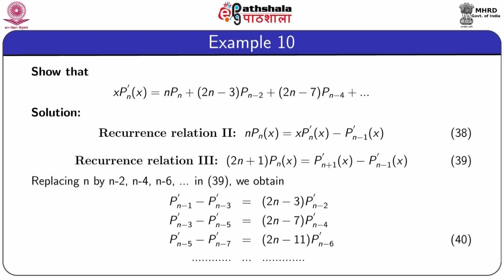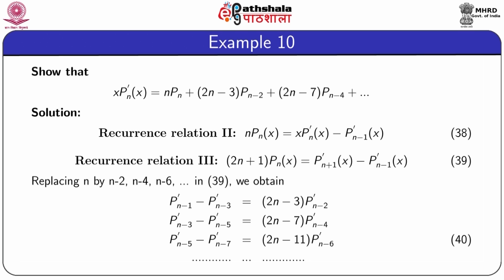We next replace n by n minus 2, n minus 4, n minus 6 in equation number 39, and we get p dash n minus 1 minus p dash n minus 3 is equal to 2 n minus 3 p dash n minus 2. P dash n minus 3 minus p dash n minus 5 is equal to 2 n minus 7 p dash n minus 4, and so on, which is given by equation 40.